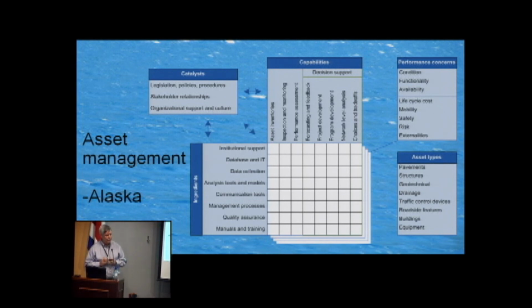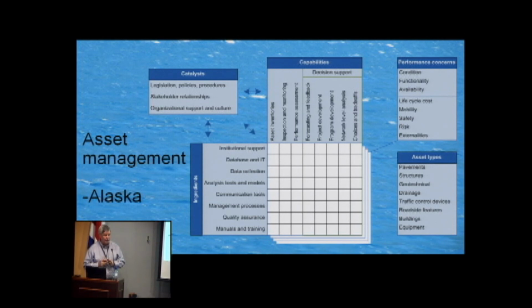There are geotechnical assets, which add up to a lot of money, and drainage assets and traffic control devices and roadside features such as guardrails, and also in some agencies, buildings and equipment. So those all are types of assets that cost money and need maintenance and need life cycle planning. And they have a lot of performance concerns.